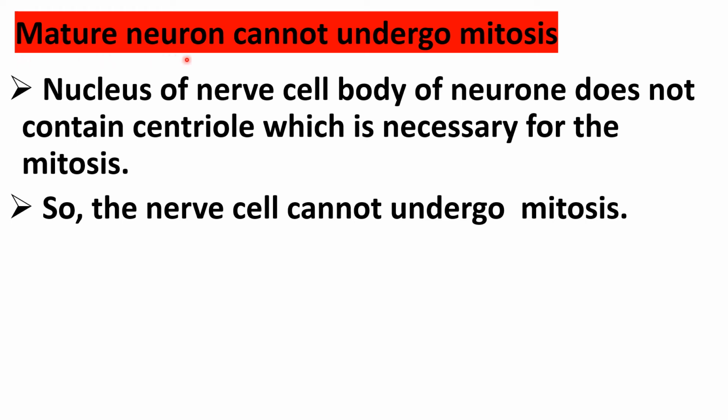Then, a mature neuron cannot undergo mitosis. Why? The nucleus of the nerve cell body of the neuron does not contain a centriole, which is necessary for mitosis, so the nerve cell cannot undergo mitosis.